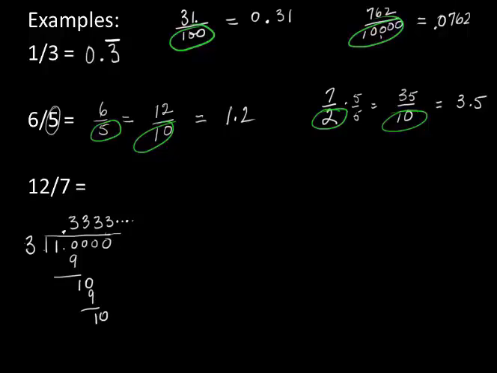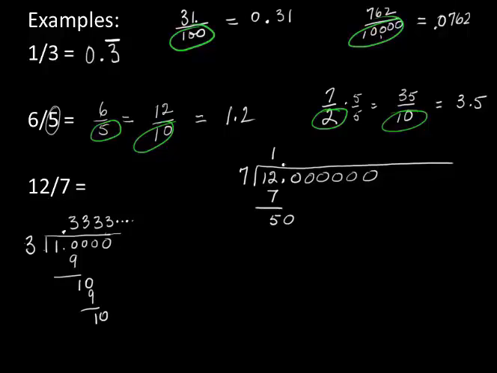Now 12 over 7 is probably a little more complicated, so let's see. Let's start dividing. 7 into 12. Now again, you can use your calculator, but it may round off and you won't really know what the repeating part is. So let's go through just one example so that you can see what happens here. 7 goes into 12 once, so I get 7 with a remainder of 5.